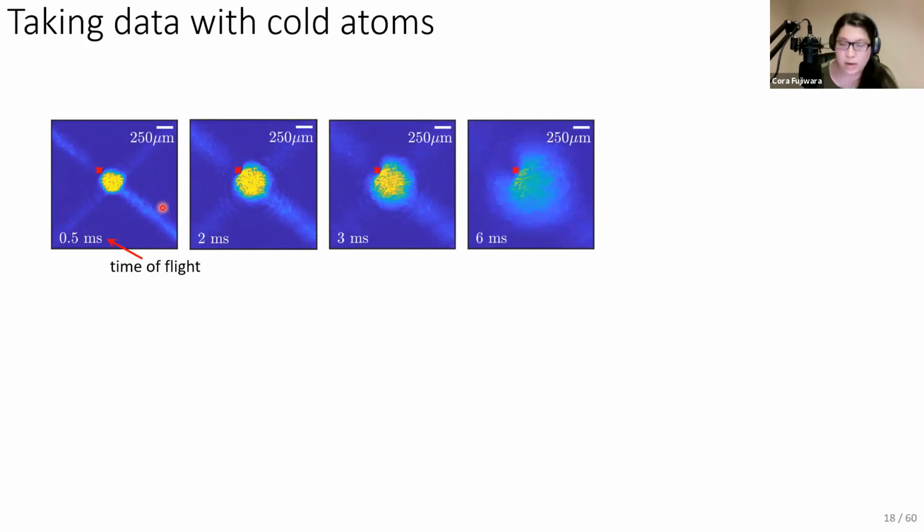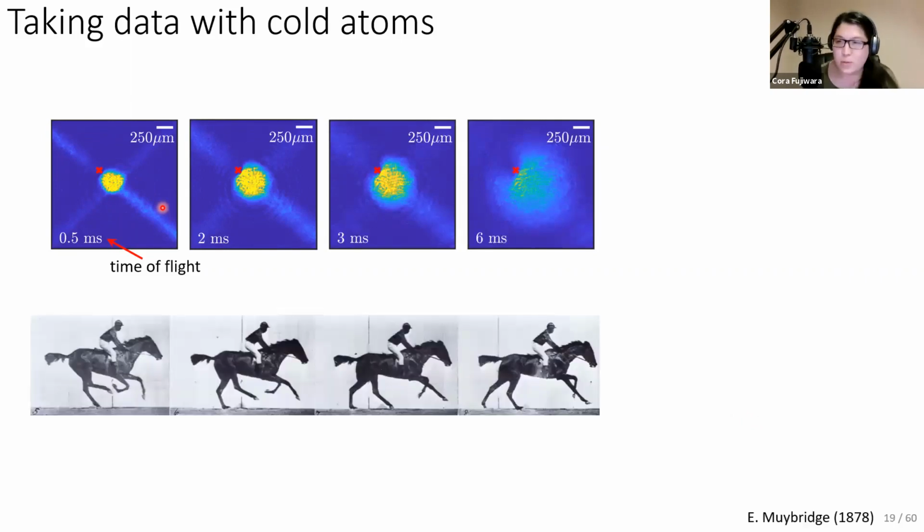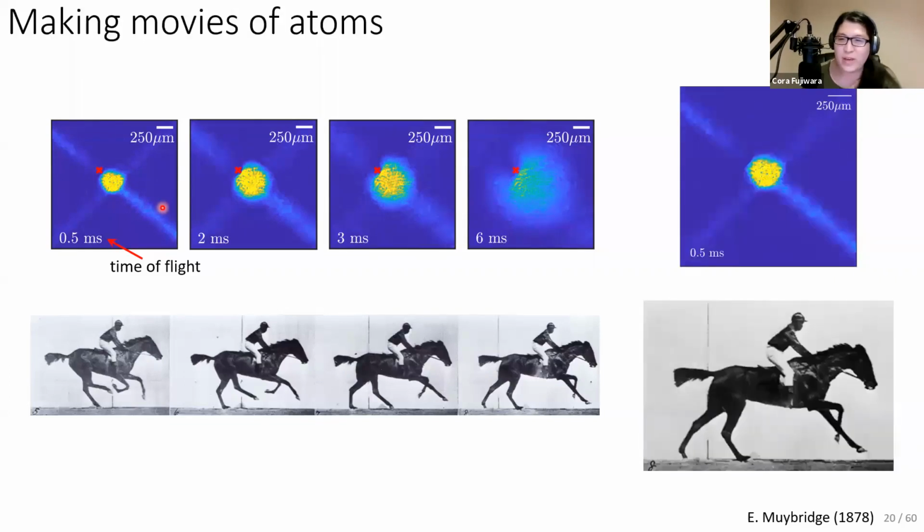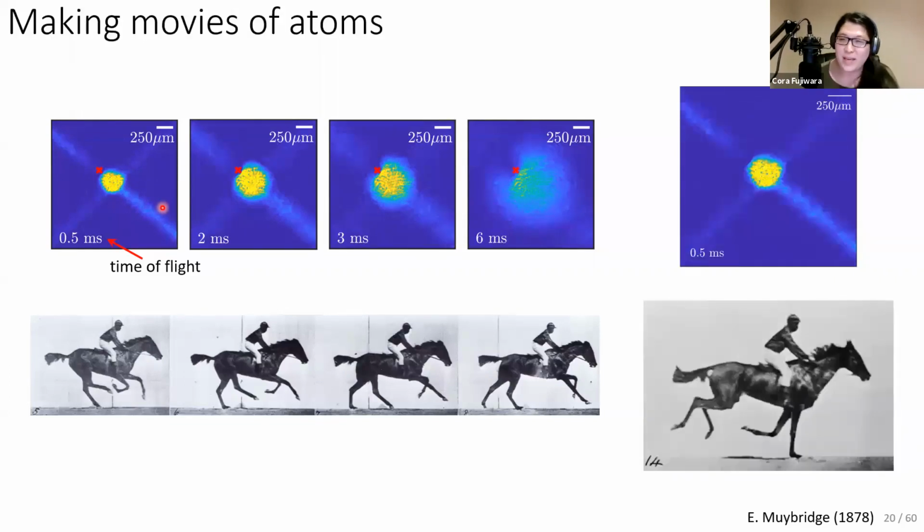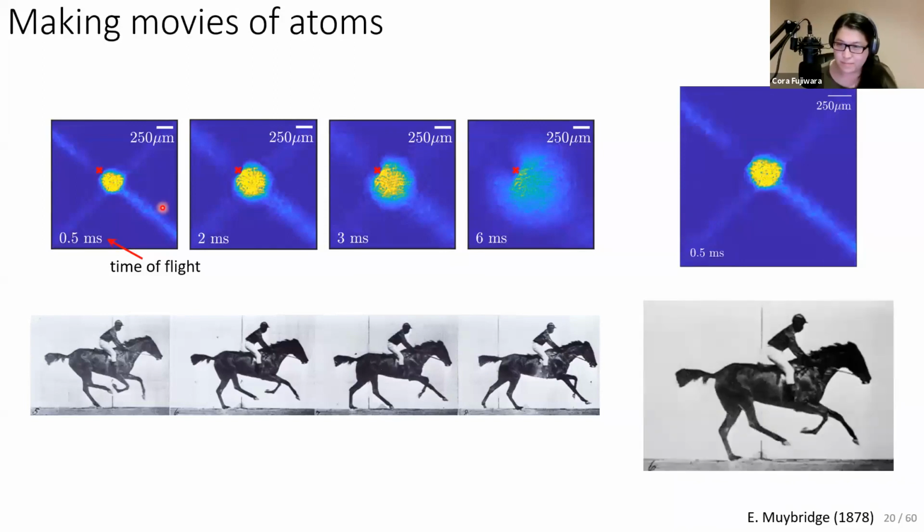Well, what am I doing here? This is basically a rudimentary movie, right? A movie is just a series of still images taken sequentially in time. That's exactly what I'm doing here. And so you can make cute little movies of the atoms expanding as I release them from this trap.